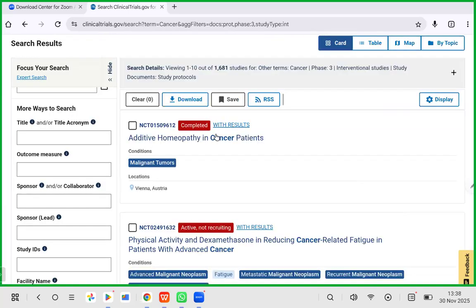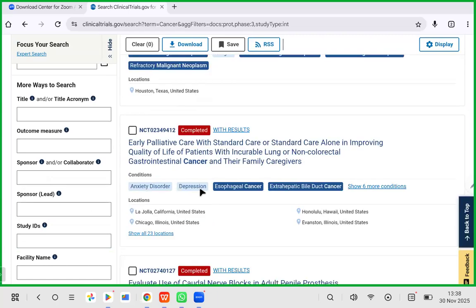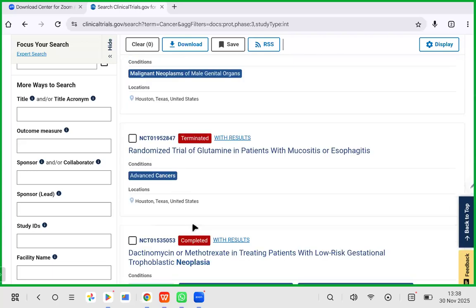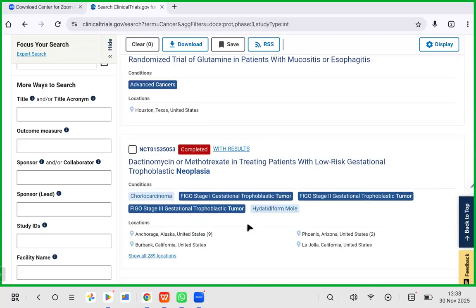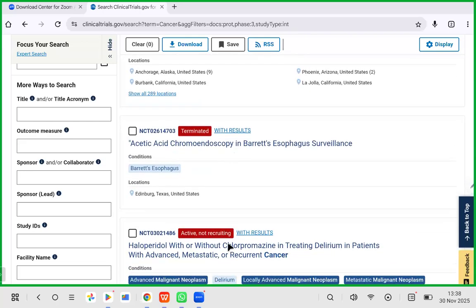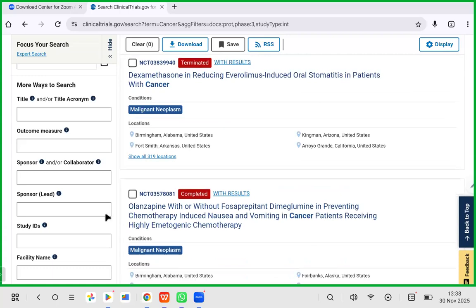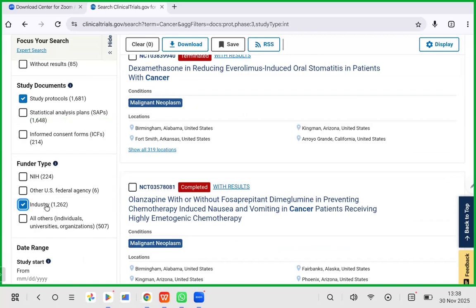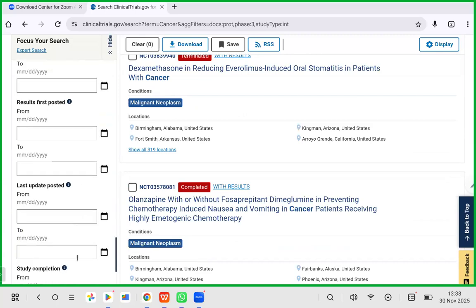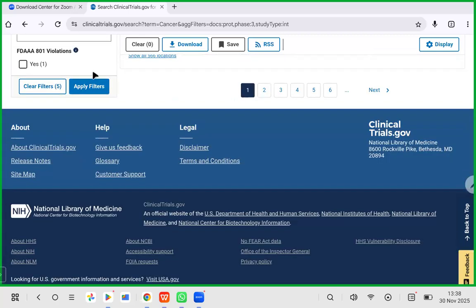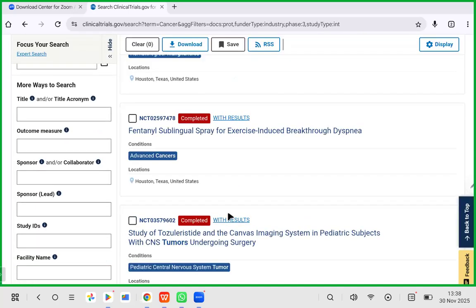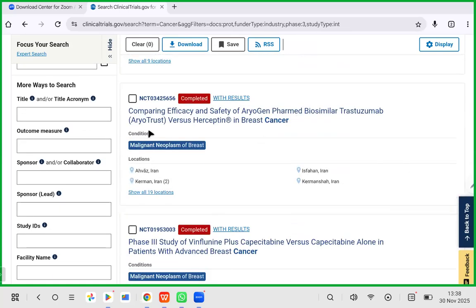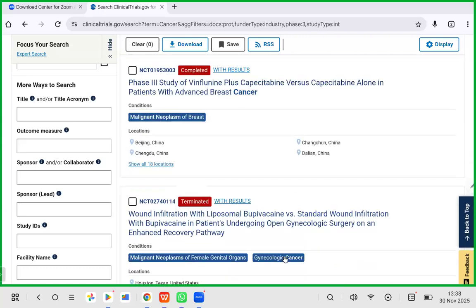And then I'm applying the filter. If you see here, you will find a lot of cancer clinical trials with the protocol document. So I'm going to choose one of the clinical trials with a cancer study. I'm also choosing industry. So you will find a lot of clinical trials here. So I am going to choose a clinical trial.